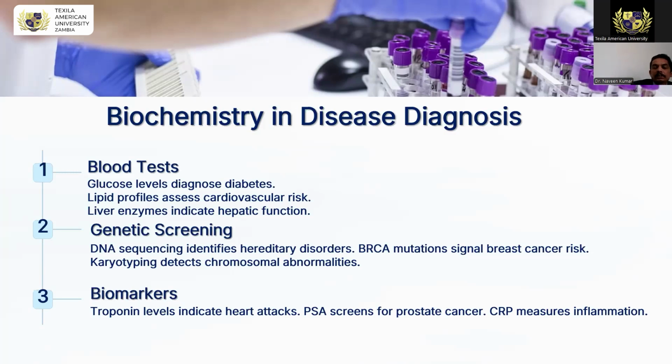CRP is an inflammatory marker, right? If the CRP level is more, it should be less than 6 milligram per deciliter. If it elevates beyond 10, like 3 to 4 times the normal, it indicates some infection is spreading in our body. So this biochemistry knowledge helps us to evaluate and assess diseased conditions.